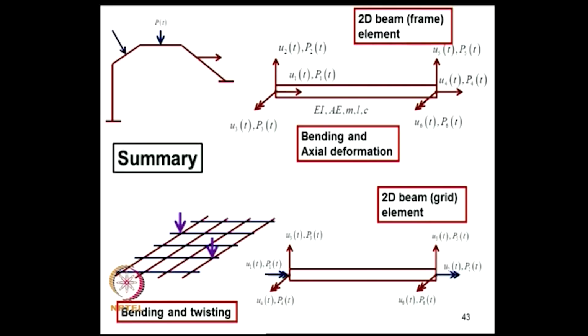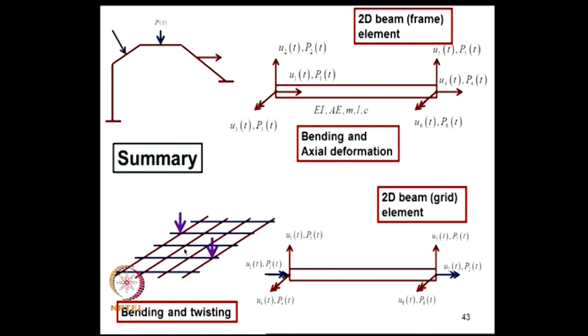So, what we have done till now is that we have analyzed planar structures. We started with planar frames, where all members were in the same plane, and the loads were also in the same plane. A typical beam element to analyze this type of frame had 2 axial degrees of freedom, for the axial deformations, and bending degrees of freedom, which were u2, u3 and u5, u6. So, the load carrying mechanism was through bending and axial deformation.